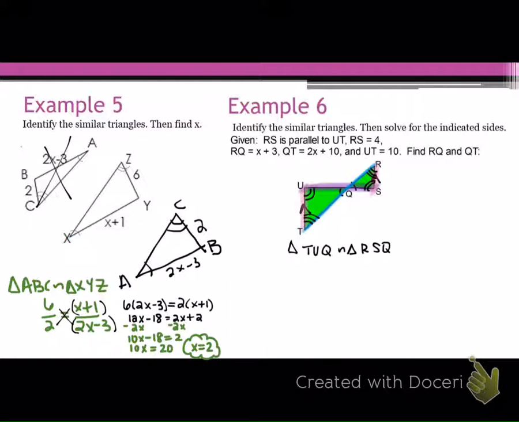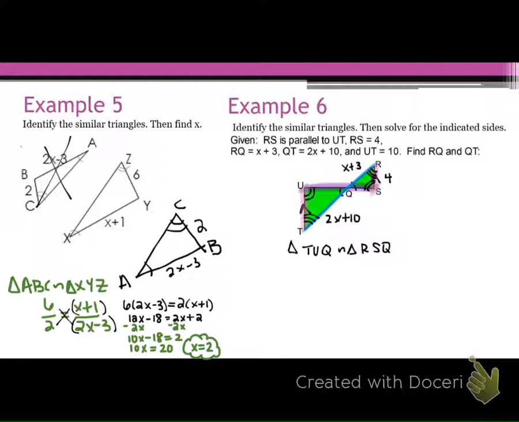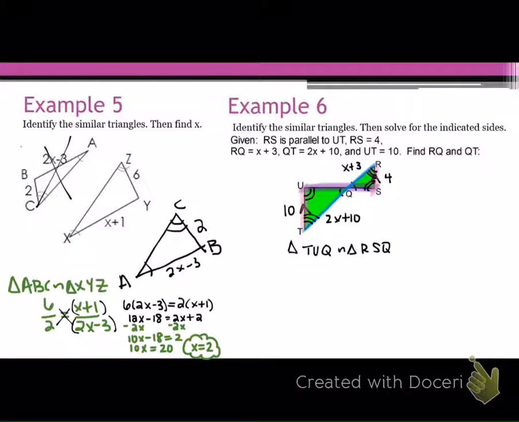Okay, so then we're going to start labeling. So RS is 4. RQ is x plus 3. QT is 2x plus 10. UT is 10. And we're going to find the length of RQ and QT. So it doesn't want us just to find x. We're going to have to find x, but we have to actually find those lengths.